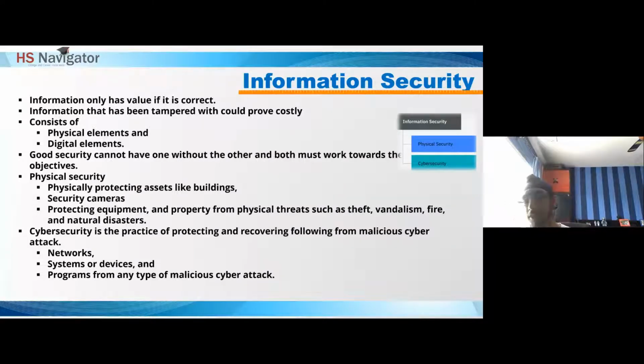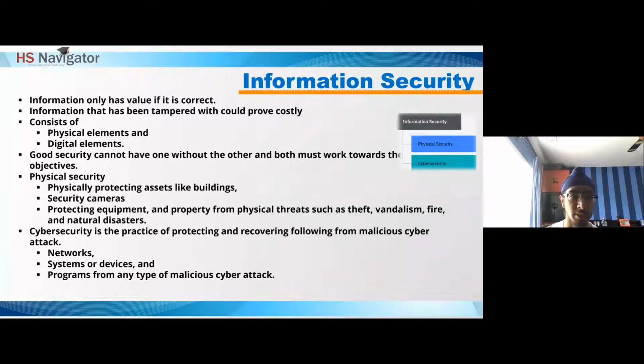Cybersecurity falls into the general field called information security. Information security basically means that information only has value if it's correct. Information that's correct is the only thing that people want. People don't want information that's been tampered with, because in that case, it can harm a business, it can harm an individual, and there are lots of problems that can come with that. Information that's been tampered with in some way, shape, or form could prove costly or could prove almost deadly in certain cases, depending on the use case.